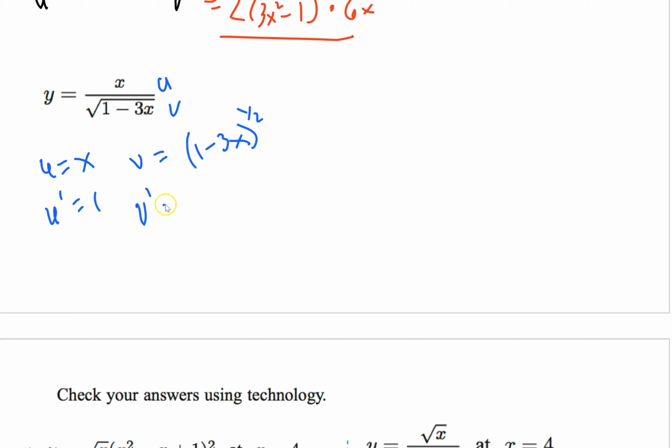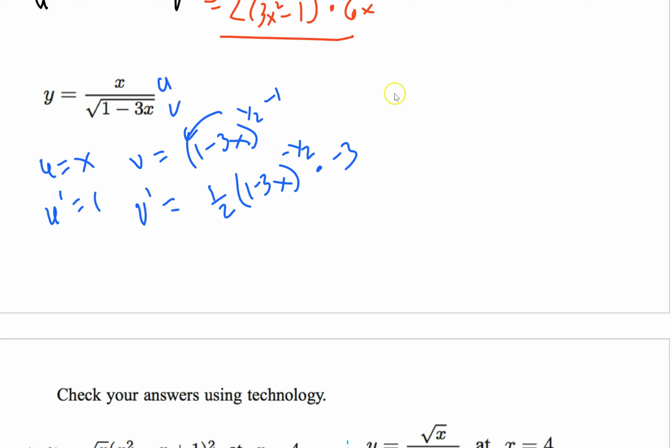And then v prime, that's a chain rule. Bring the 1/2 down, subtract 1 off. Times the derivative of the inside, which in this case will just be negative 3, right? The 1 goes away. The derivative of this is just negative 3. So that's my u, my v.